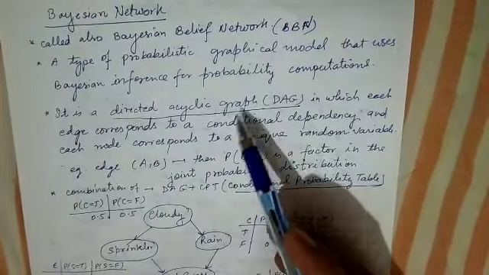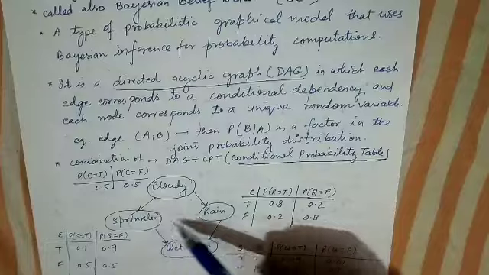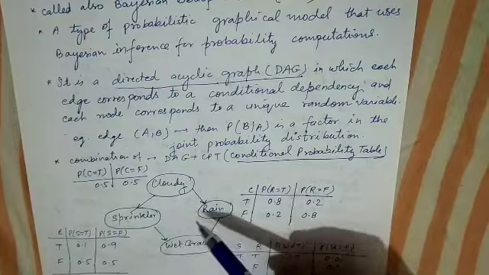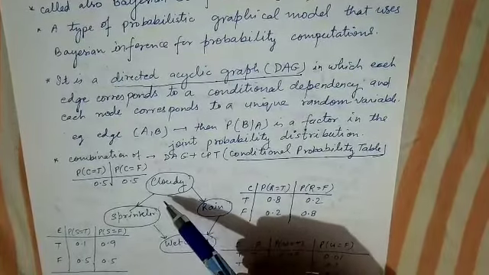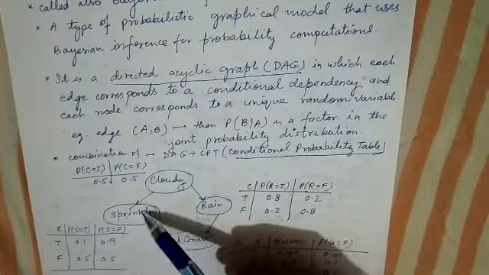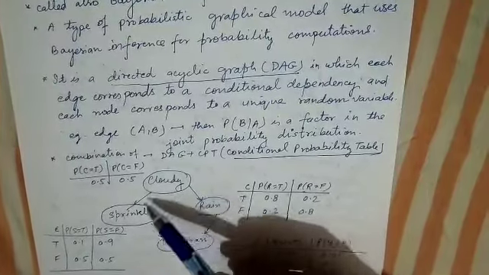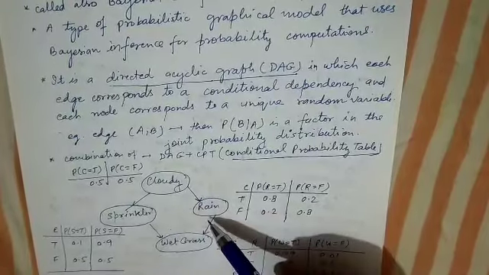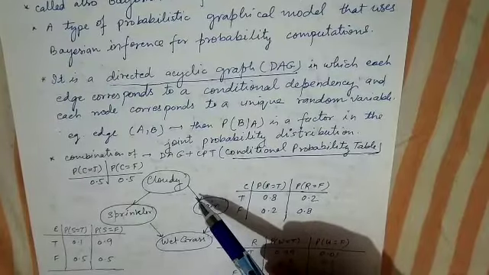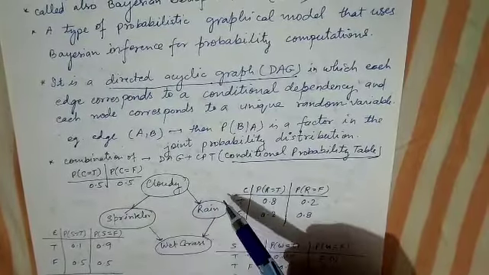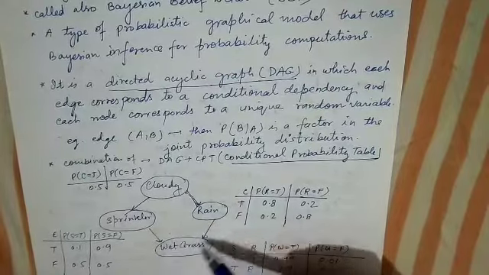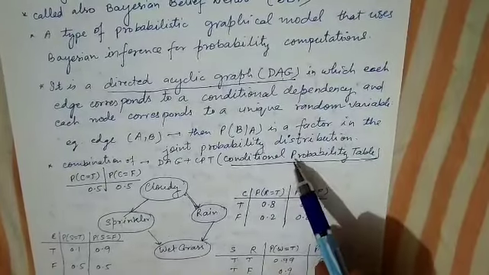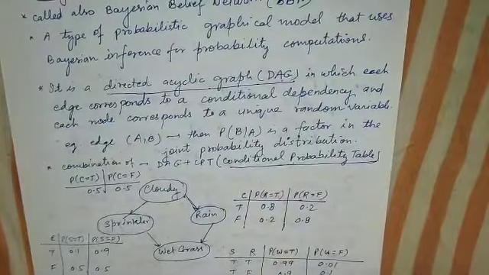A directed acyclic graph is a graph with directed edges. A graph is a collection of nodes with some edges. The edges are directed, which is why it is called a directed graph. But it is acyclic, so it will not have any cycle. Just see here, it does not have any kind of cycle. So the Bayesian network is a kind of directed acyclic graph, and another property is that each edge is labeled by a conditional probability. So it has two important components: the directed acyclic graph and the conditional probability table, which will be discussed later in this lecture.